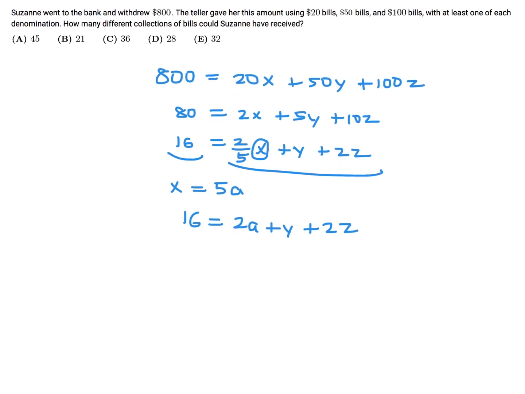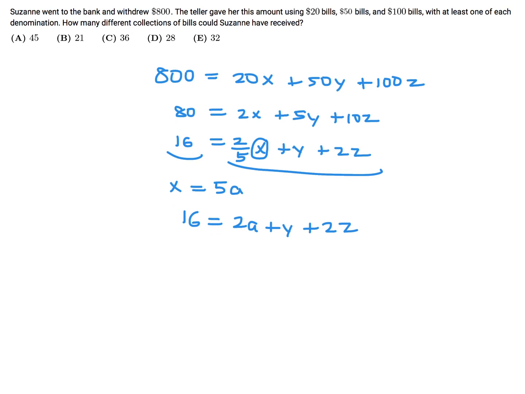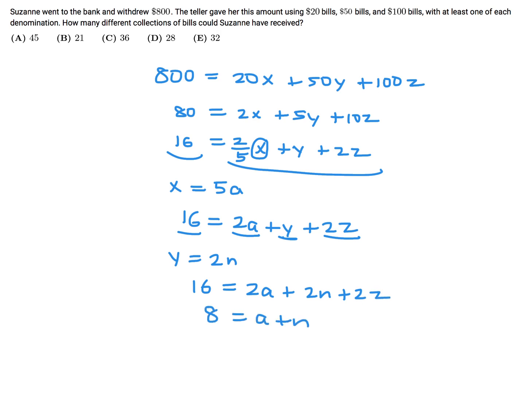Okay, so what that tells me is that since this side is even, this is already even, this is already even, this must be even. That means y must be some multiple of 2. That basically means it's even. So if I plug that in, it'll be 2a plus 2n plus 2z. Now I can further divide this and get a plus n plus z.